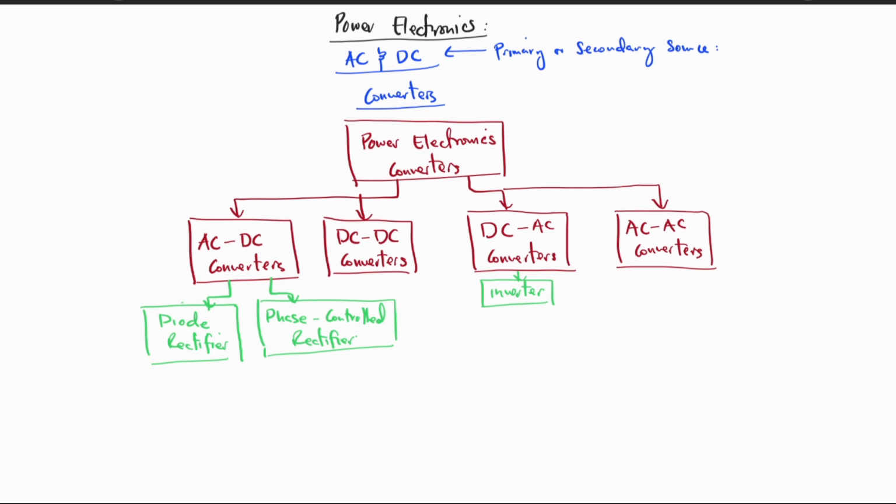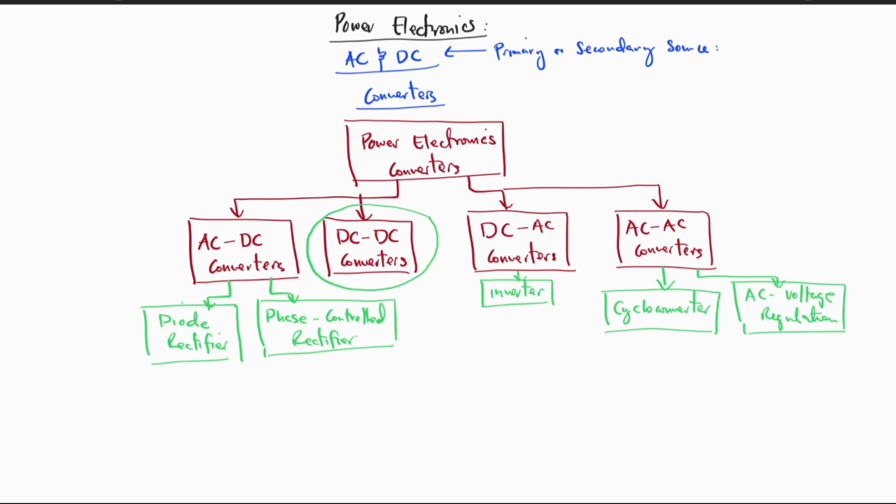And we have the AC to AC converter, which we normally call the cycloconverter. And we have the AC voltage regulation. These two types of circuit normally convert an AC signal to an AC signal, but they will vary some of the components such as the phase, the voltage, and the frequency. And we will start our discussion by understanding what a DC to DC converter is.